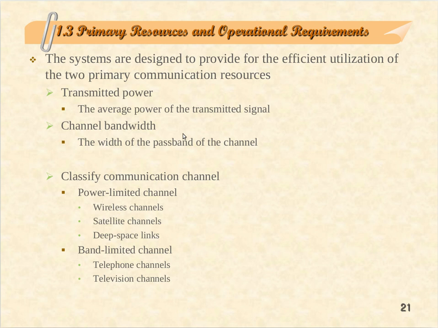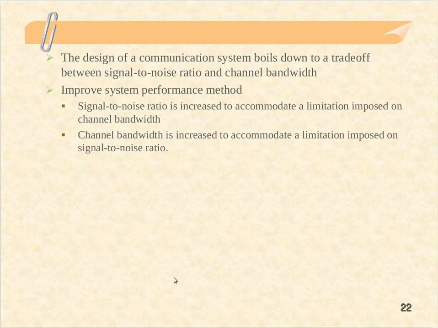This is the main thing about the communication resources, and this is limited, of course. So we don't have unlimited bandwidth or unlimited power. So even if we have a power limited channel like the wireless channel or satellite or deep space links, or a bandwidth limited channel like the telephone or the television channels, we have a trade-off between the signal power and the channel bandwidth. We define something, I will come to it later, the signal to noise ratio, and the channel bandwidth.